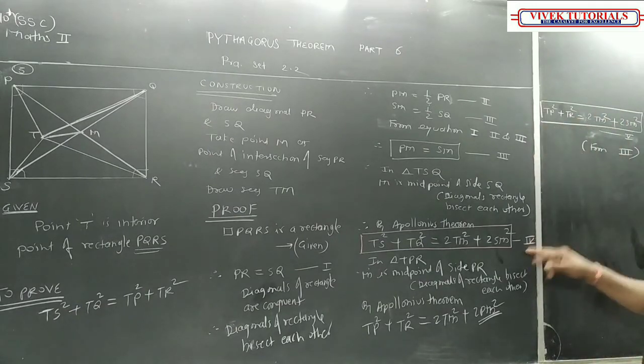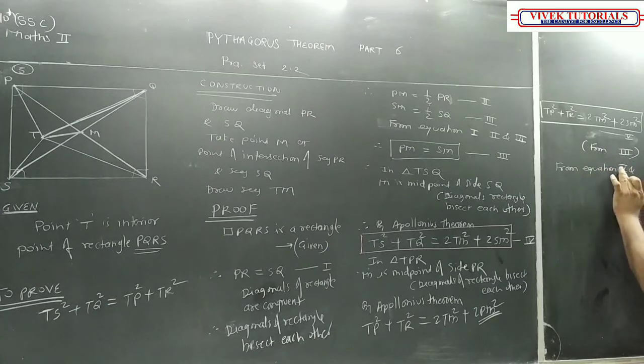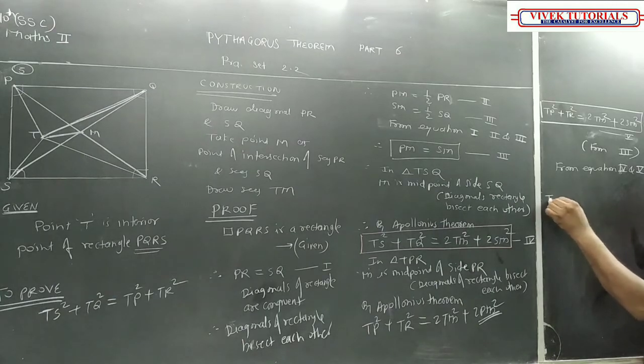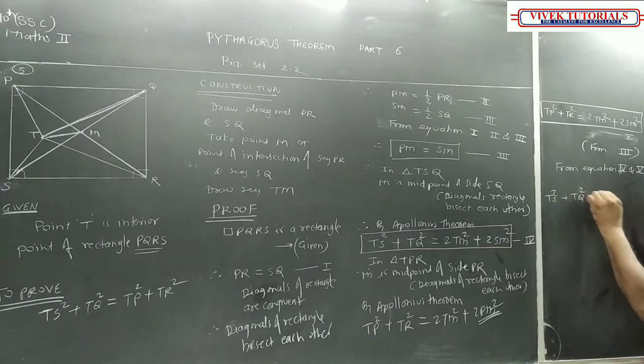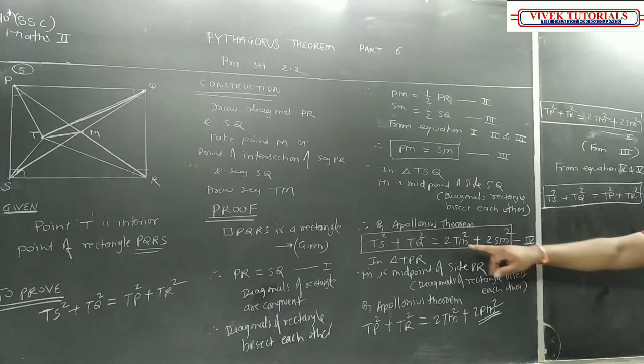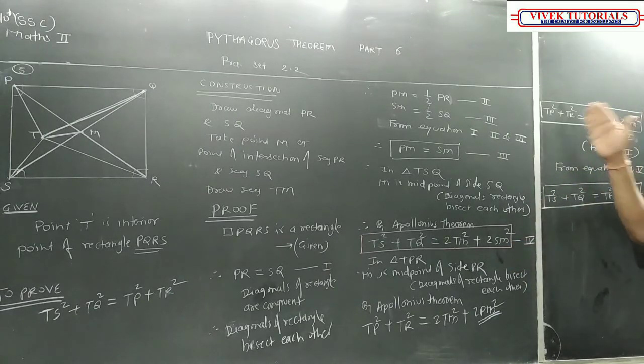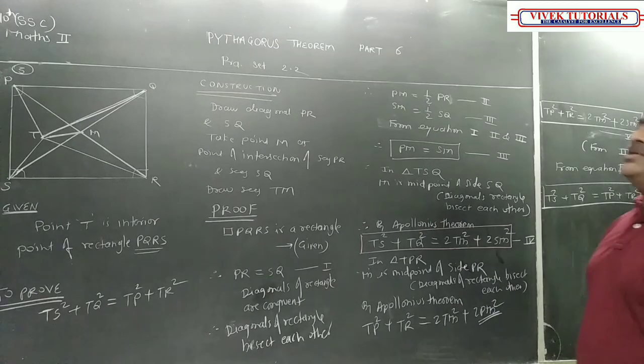Now compare 4 and 5. From equation 4 and 5, what I will get? TS square plus TQ square is equal to TP square plus TR square. The reason is that the right hand sides, 2TM square plus 2SM square, are the same. When right hand sides are equal, the left hand sides are equal. It's a very simple way to do the question. The textbook method I will explain in short.